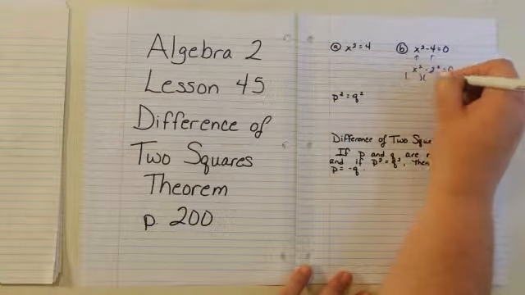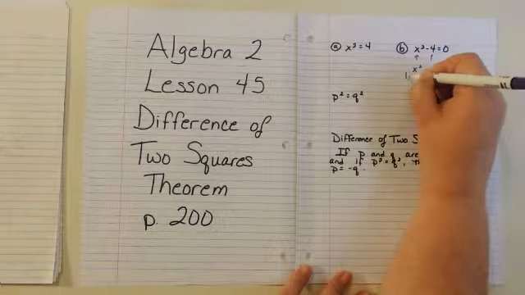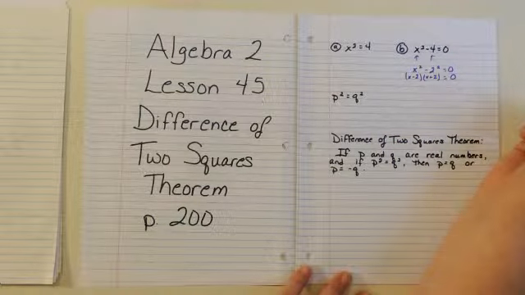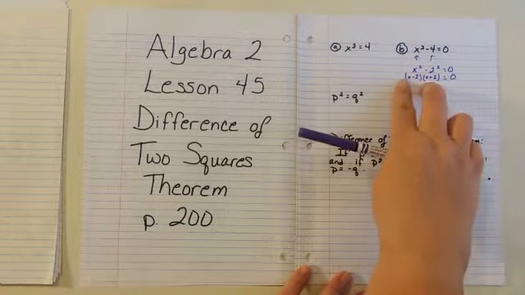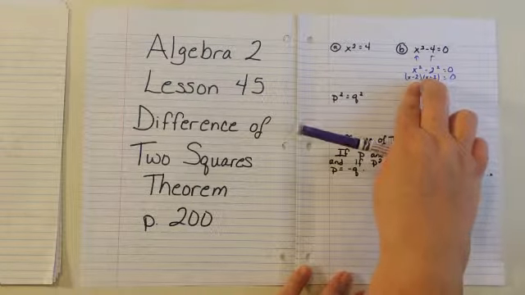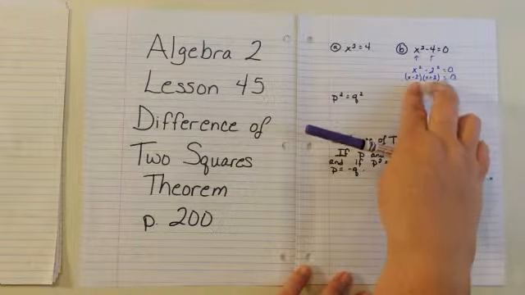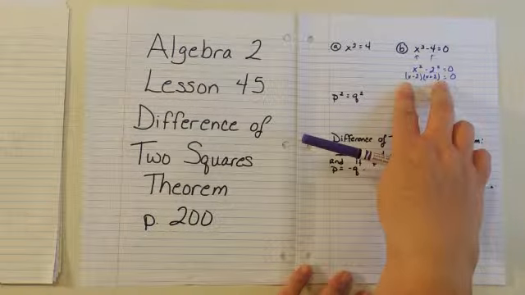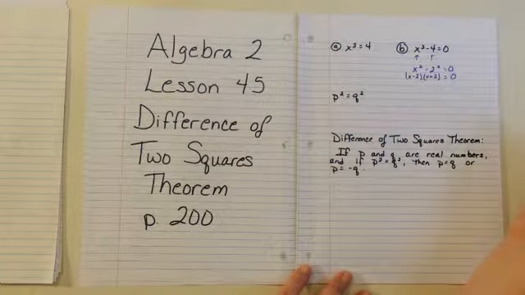We can factor that as x minus 2 times x plus 2. This will give us x squared. This will give us negative 4. The inside will give us negative 2x and the outside will give us positive 2x, and then those will cancel, leaving us with x squared minus 4.